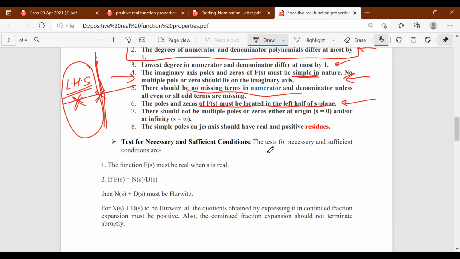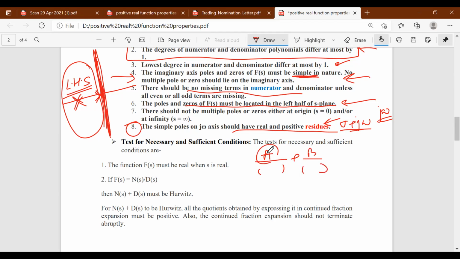If by chance some pole lies on the imaginary axis, we call it a marginally stable system, and for that we have to check the residues. Mind you, if the roots you have calculated are in the form sigma plus j omega, then you need not calculate this. But if the roots are purely imaginary, like only j omega roots are coming, then you have to find the residues. What do we mean by residues? Basically, when you do the partial fractions, you write a upon something plus b upon something. The values a and b are called the residues.